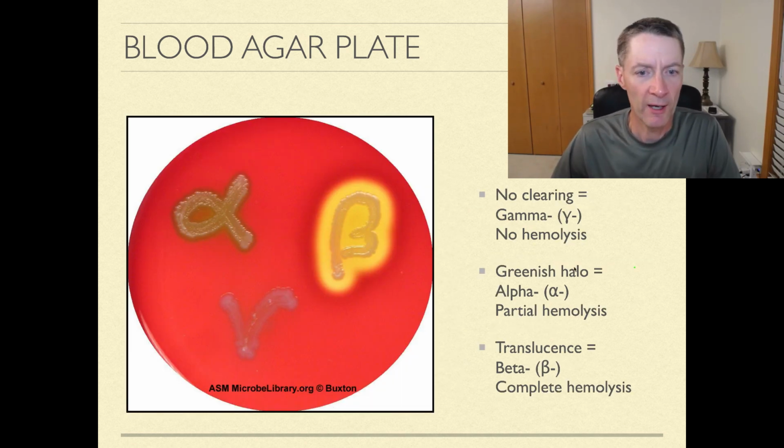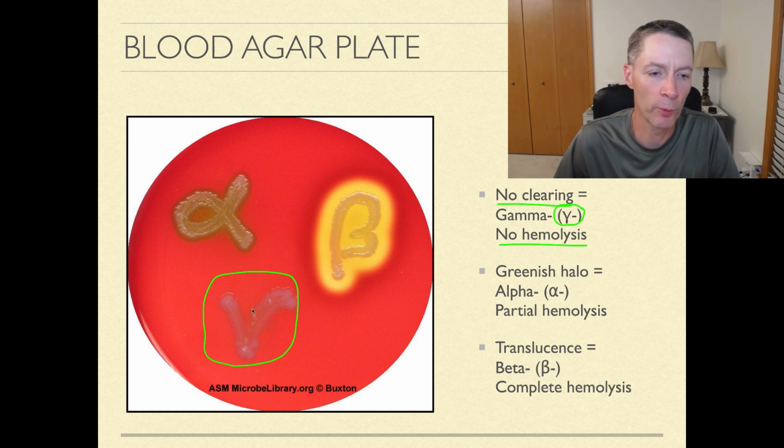So here we have a nice pictorial showing us, and they actually used a sterile instrument and drew on the plate, on this blood agar plate, what these various organisms are capable of. So they picked 3 different organisms from pure cultures, and they drew on this blood agar plate, right? So over here at the bottom, we have the Greek symbol for gamma, okay? And what gamma indicates is no clearing, which means no hemolysis.